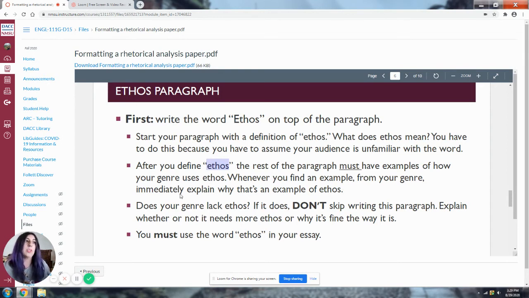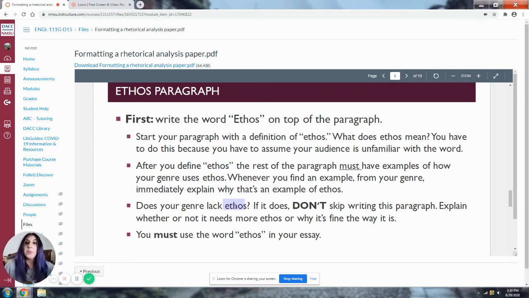Whenever you find an example from your genre, immediately explain why that's an example of ethos. The movie character proves her knowledge of cars by using these specific words that only those experienced with mechanics would understand, automobiles, mechanics, and such. That makes you prove to the audience that you would know how to identify ethos in a genre, and it also makes it an analysis by proving examples to correspond together.